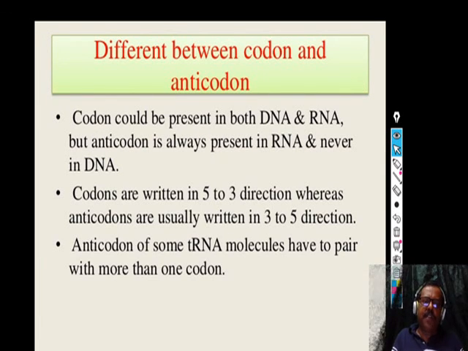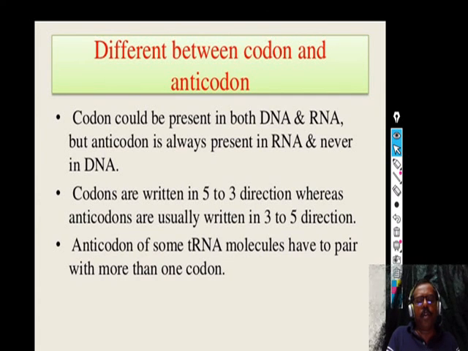Now, what is the difference between codon and anticodon? Codons are present in both DNA and RNA, but anticodons are always present in RNA, never in DNA. Codons are written in 5' to 3' direction, and the anticodons are written in reverse order, that is 3' to 5' direction.